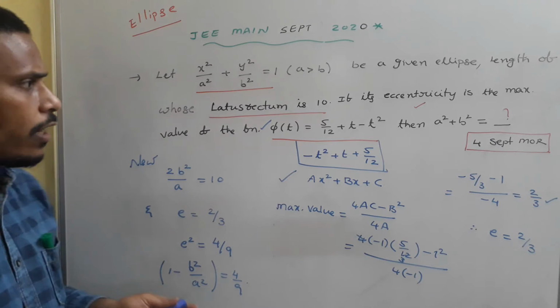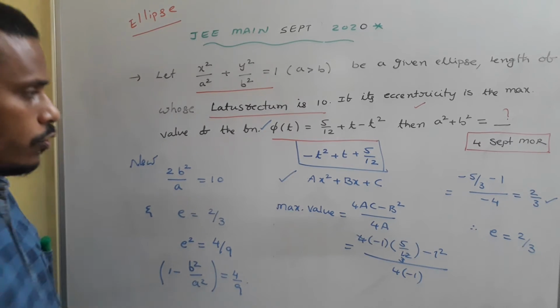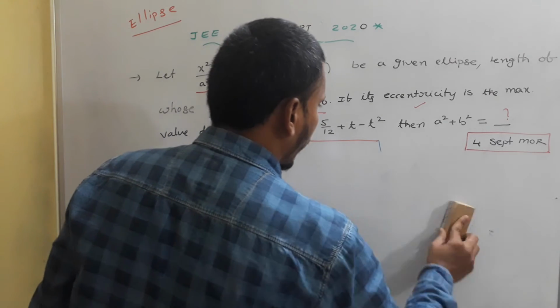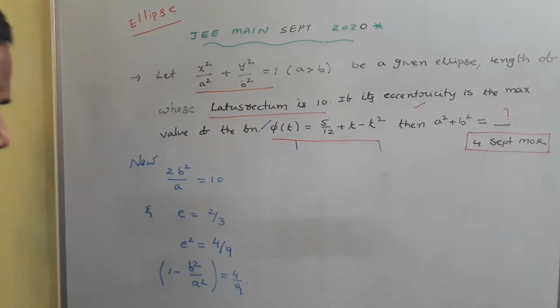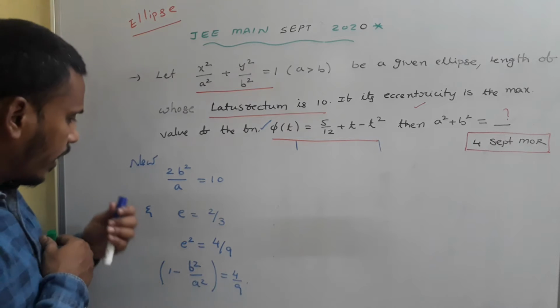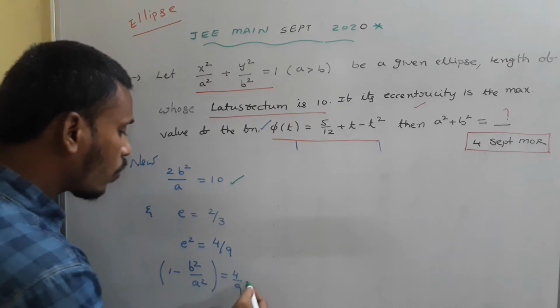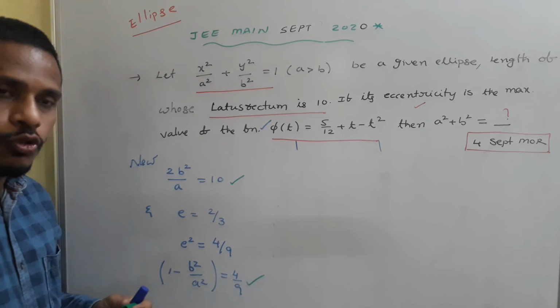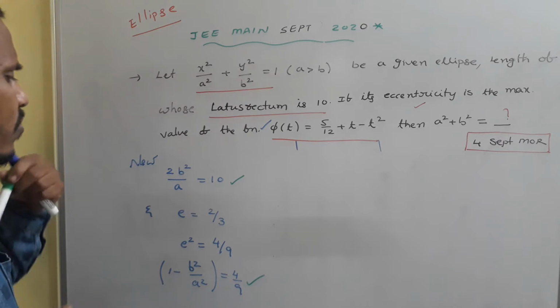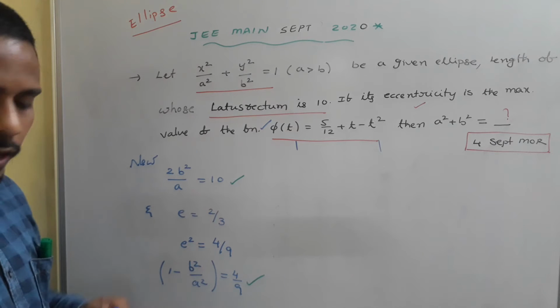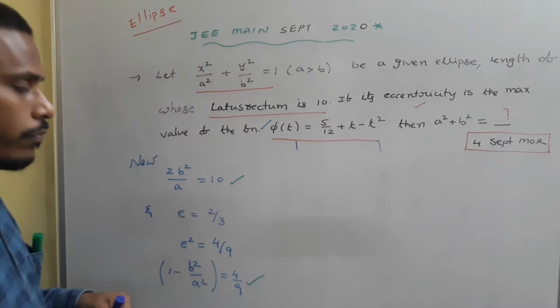Now we need to calculate a square plus b square. Calculating the maximum value of the quadratic is clear. Now we use 2b square by a equals 10, as well as 1 minus b square by a square equals 4 by 9, to find a square plus b square. So b square is equal to 5a.